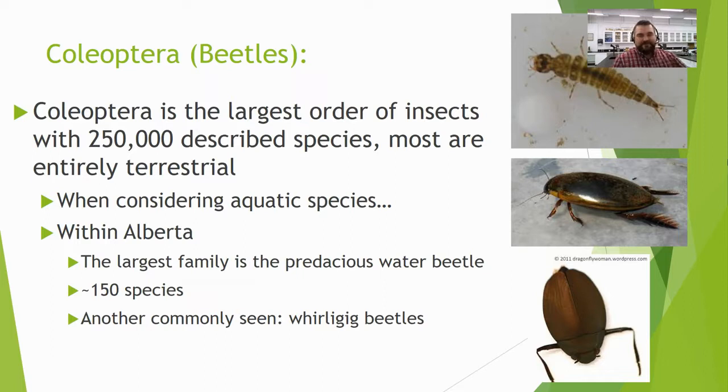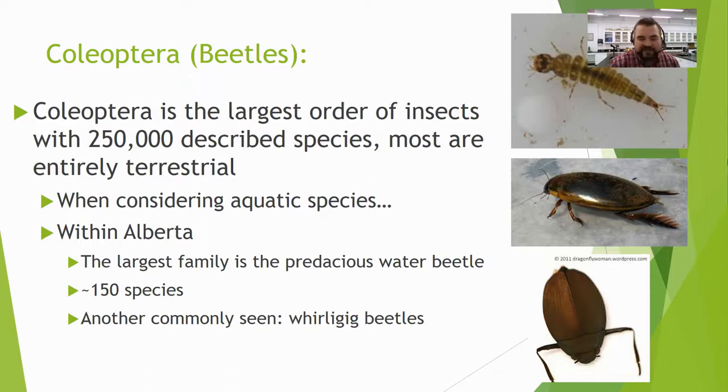What about the other side? Don't forget about the other creatures we were going to talk about today. Coleoptera are beetles. We know a lot of beetles from the terrestrial system because they are so common. It is the largest order of insects. And actually, there's more described beetles than just about any other organism out there. 250,000 described species, and most are entirely terrestrial. But there are some that are aquatic.